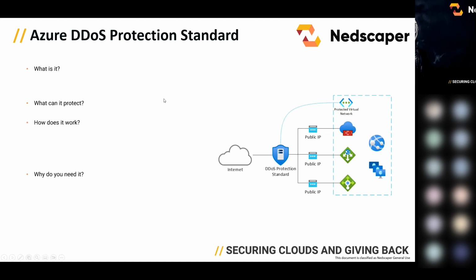The Azure DDoS Protection Plan Standard is a turnkey solution that basically protects your assets against layer 3 and layer 4 volumetric and protocol attacks.